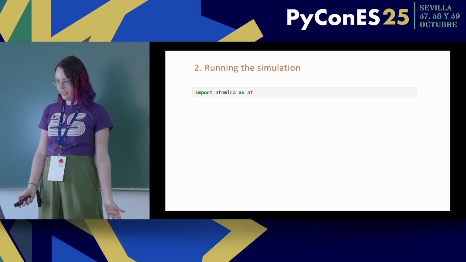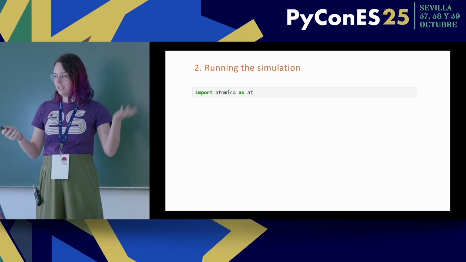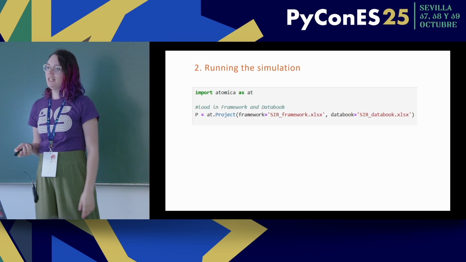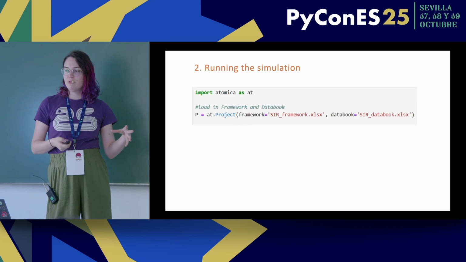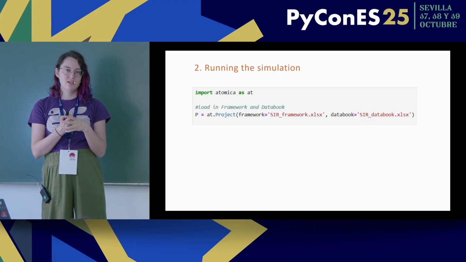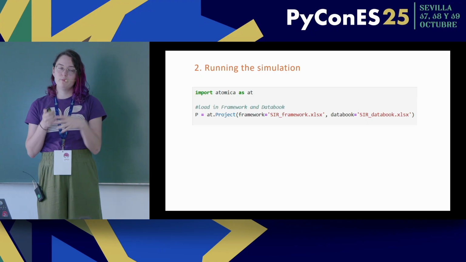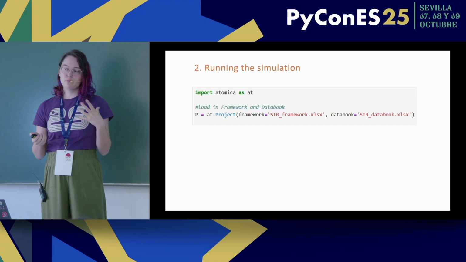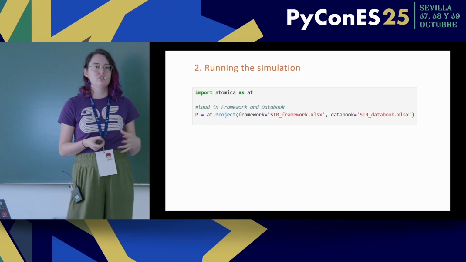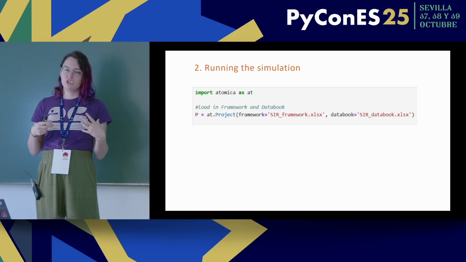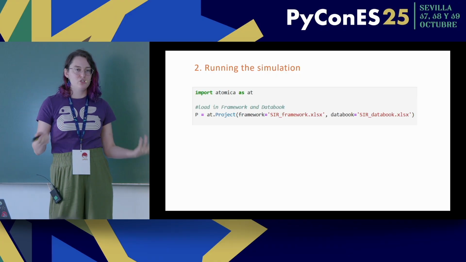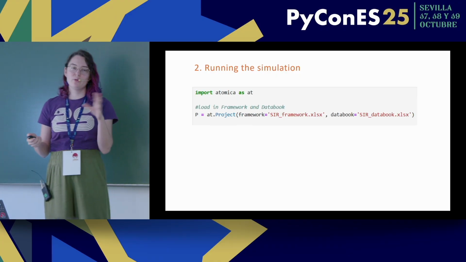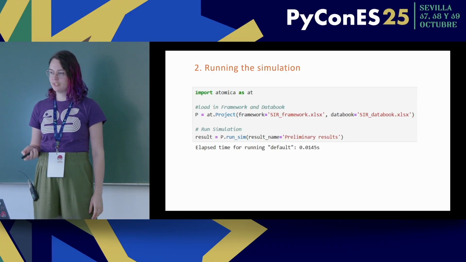So now we're ready to do that. First thing we need to do, of course, is import Atomica. And then we're going to load in the framework and data book that we've just created. We're going to load them into an Atomica project object. So this project is simply an object that's going to hold all of the information pertaining to our project. So it's just so we have everything in the same place.